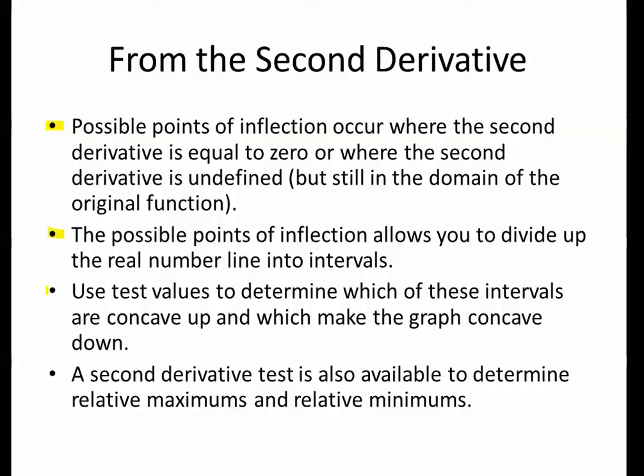Once we have these intervals divided up, we use test values to determine which of these intervals are concave up, so the second derivative is positive when the graph is concave up, and which make the graph concave down, indicating the second derivative is negative. We could also use the second derivative test in order to determine relative maximums and minimums if for some reason you didn't use the first derivative test. Let's take a look at an example.